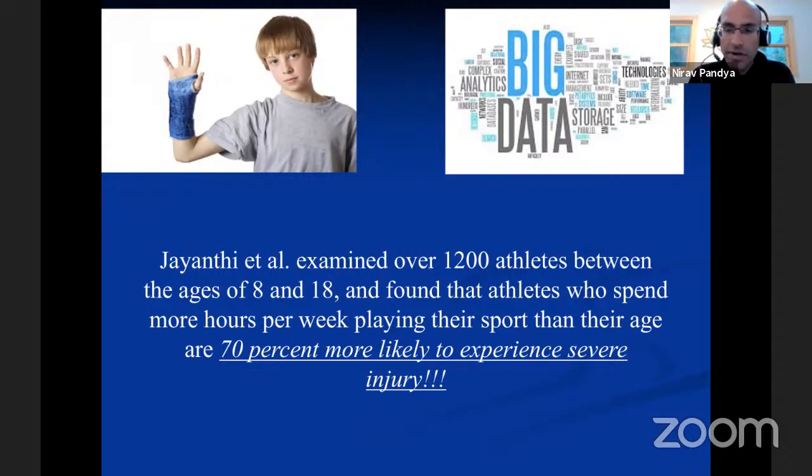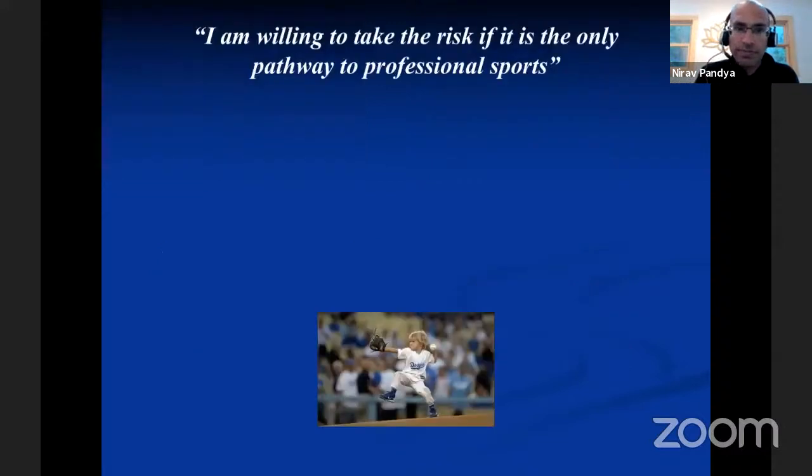So for a 10-year-old who may be playing soccer or baseball or other sports, the recommendation is no more than 10 hours of organized activity per week. For an 8-year-old, it should be 8 hours per week. For a 17-year-old, it should be 17 hours per week. That helps to give pretty good guidance in terms of how much individuals should be playing to prevent overuse.